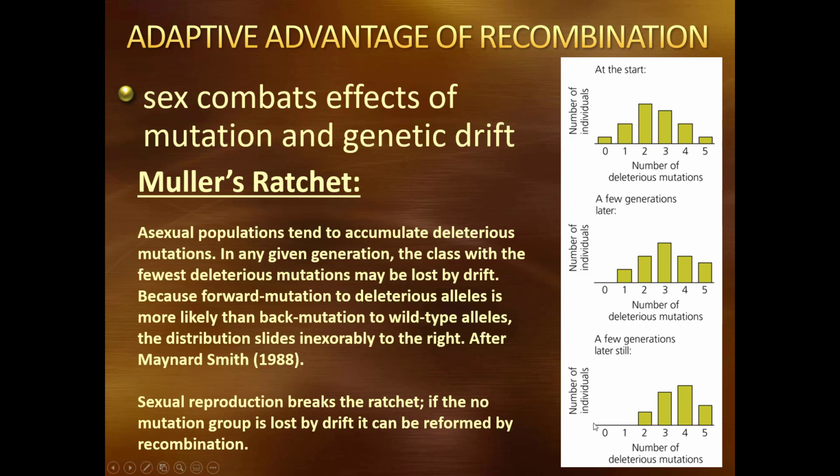So again, over time, this whole thing is going to shift to the right. This phenomenon is called Muller's ratchet, and think of it like a ratchet wrench. What that does is it can move in one direction, but it can't go backwards. And so in asexual populations, you tend to accumulate more and more of these harmful mutations, because remember, they're not going to be able to get rid of them through sexual reproduction because they're asexual.